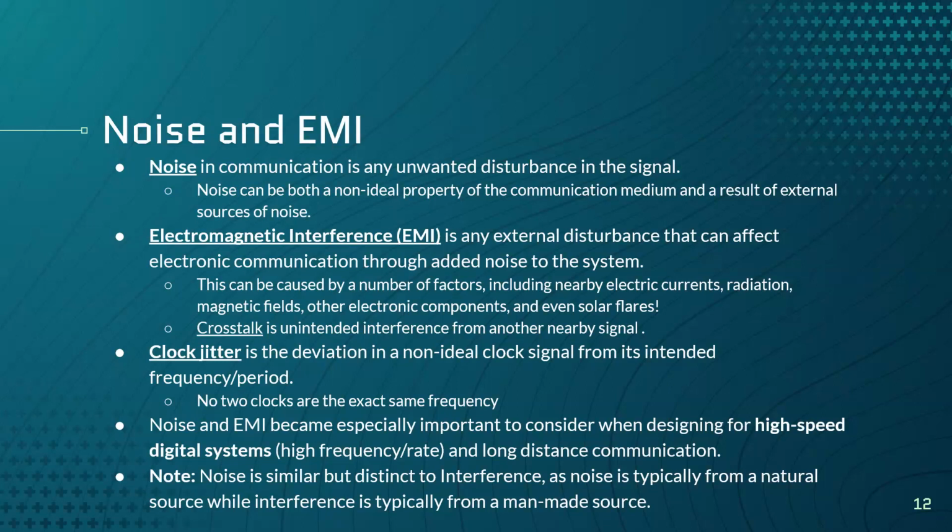There's also electromagnetic interference, which is any external disturbance that can affect the system through added noise. They're similar but different. The main difference between noise and electromagnetic interference is that noise is from a natural source, and interference is from a man-made source. So noise would be from, for example, radiation when you're in space that can affect wireless communication.